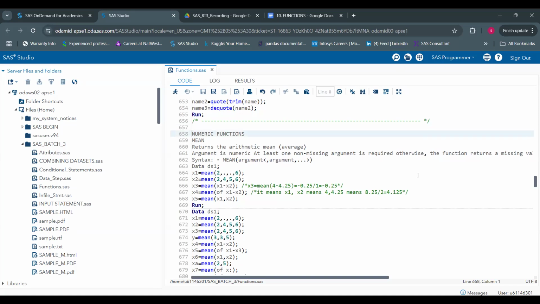So numeric functions. It's a kind of function to deal with numeric values, numericals or numbers. First one is mean.